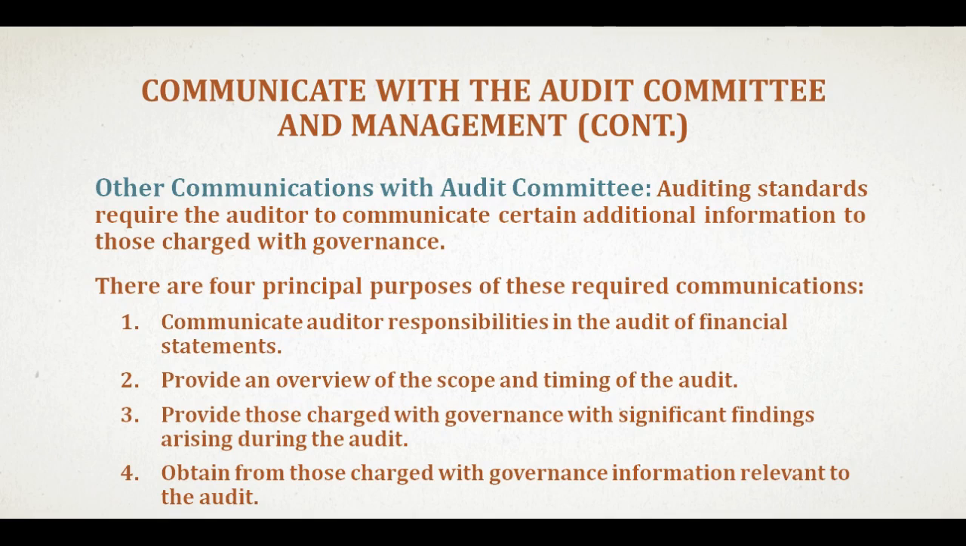Auditing standards require the auditor to communicate certain additional information to those charged with governance. There are four principal purposes of these required communications. The first purpose is to communicate auditor responsibilities in the audit of financial statements. Second, to provide an overview of the scope and timing of the audit. Third, to provide those charged with governance with significant findings arising during the audit. And fourth, to obtain from those charged with governance information relevant to the audit.